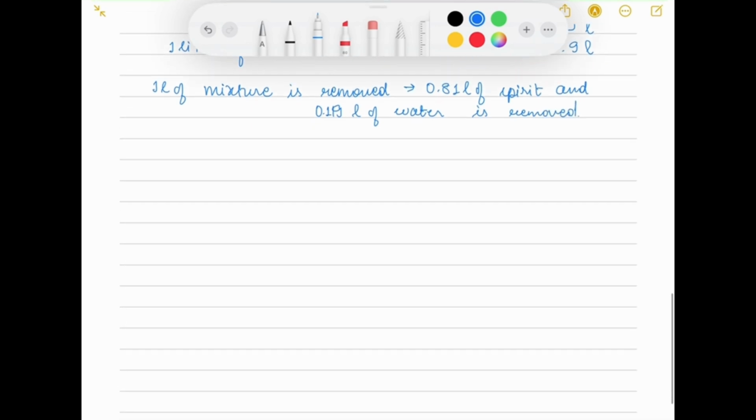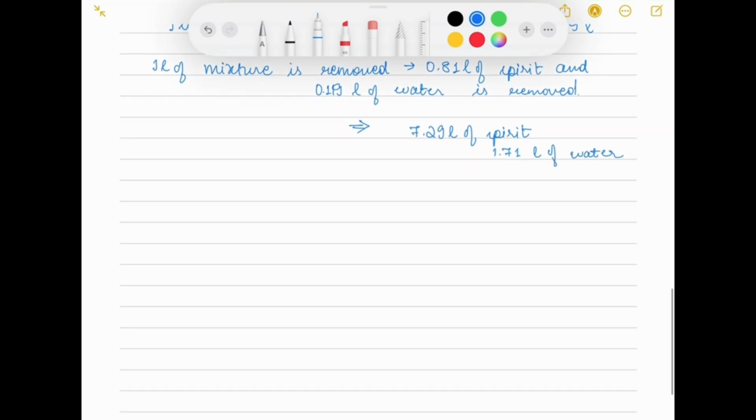So what are we basically left with? Then we are finally left with 7.29 liters of spirit and 1.71 liters of water. Now the question was how much spirit is left in the container, and one of the options was 7.29 liters, so that was your correct option.